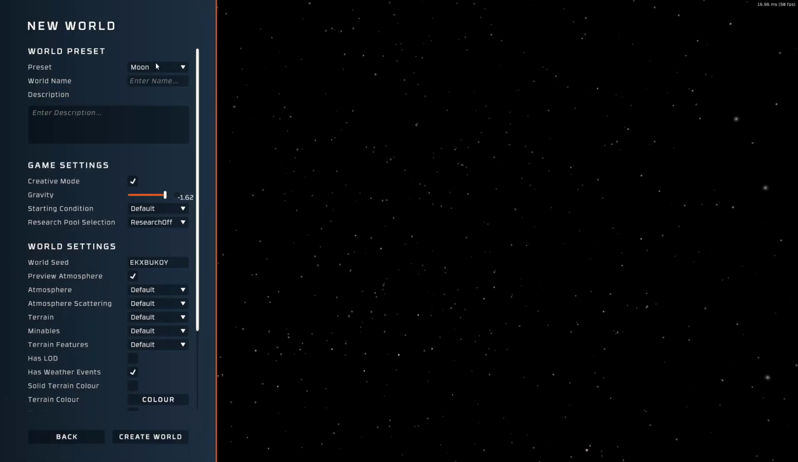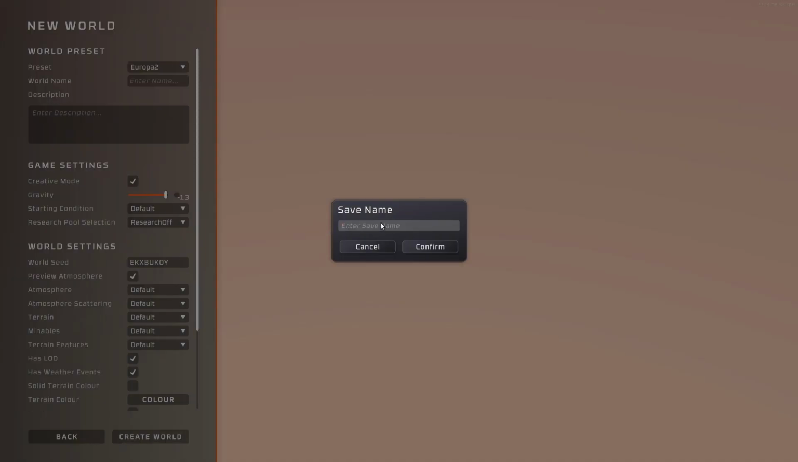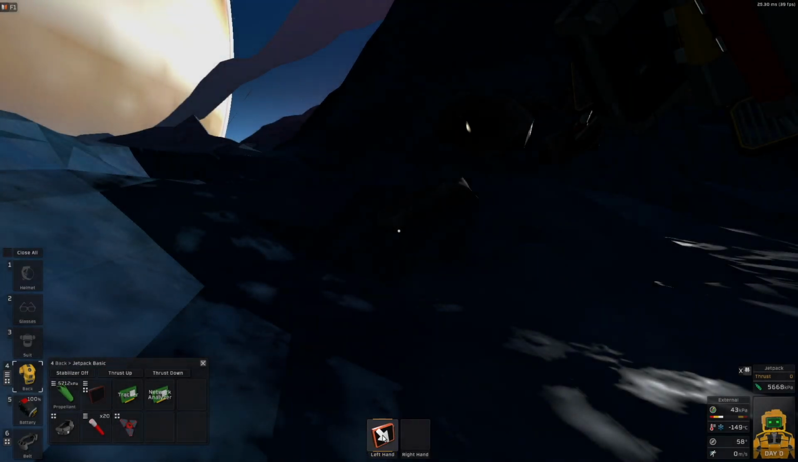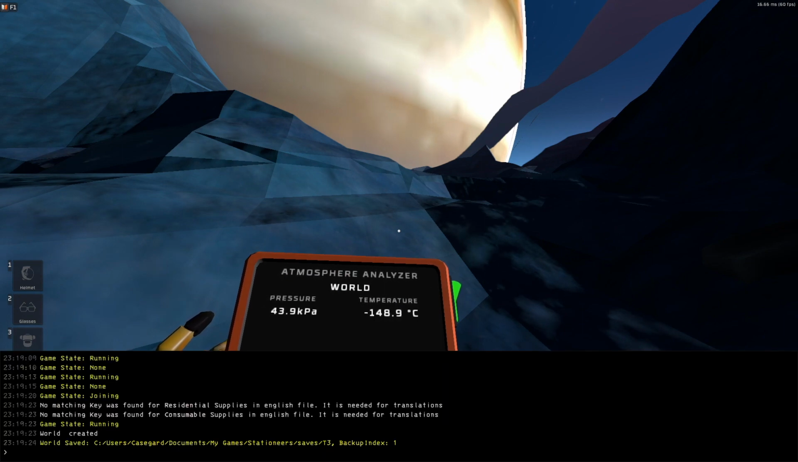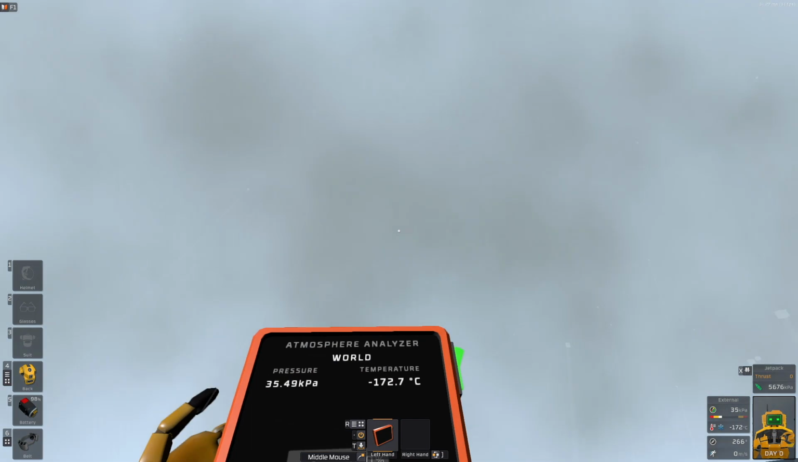Let me show you how I measured this. Let's go to Europa. I create a world here. Let's make it T3. And yeah, so the question is, let me just grab a tablet here. As you can see, you have a temperature of minus 149 degrees at Europa, and the question is if you start a storm. So if you go into the console, F3, storm start, you can start the storm. And as you can see, the lander is heading up.